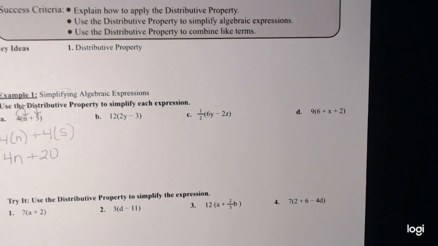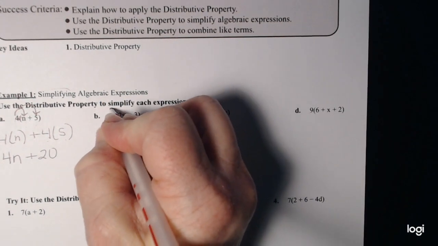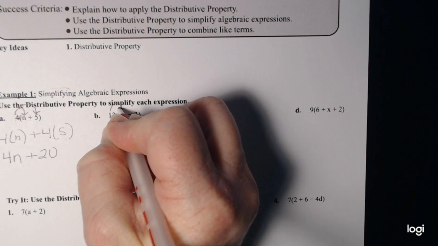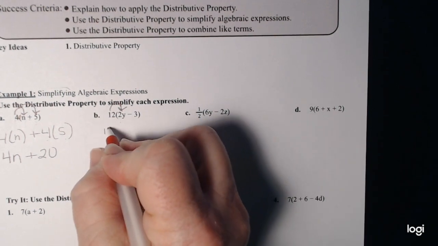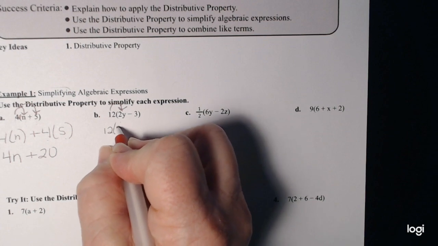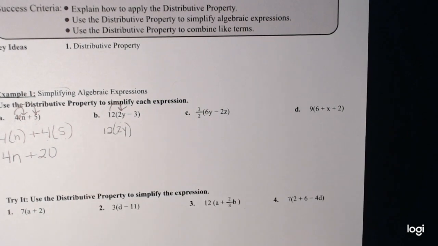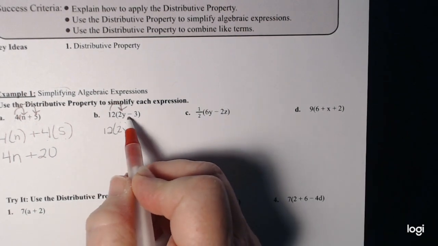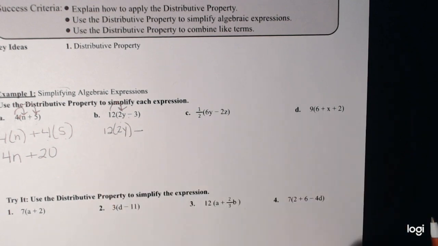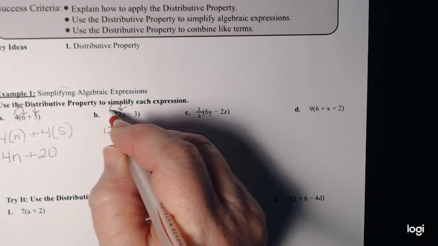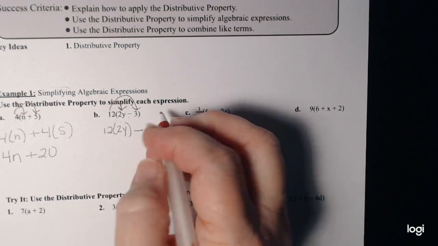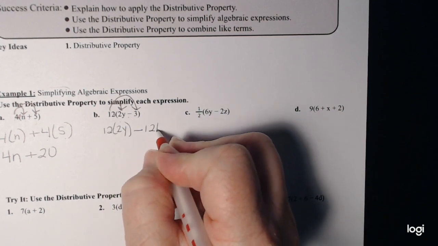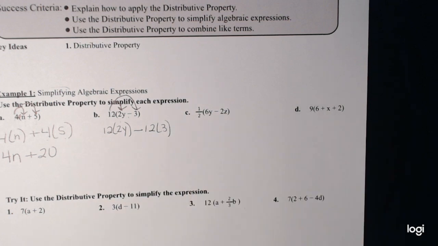Once again, we're going to use the distributive property, which means we're going to distribute the 12 and multiply it times 2y. So we have to write 12 times 2y. We have to keep our sign, which is a minus. Then we come back up here and distribute the 12. Once again, we're still multiplying. And we're going to take 12 times 3.